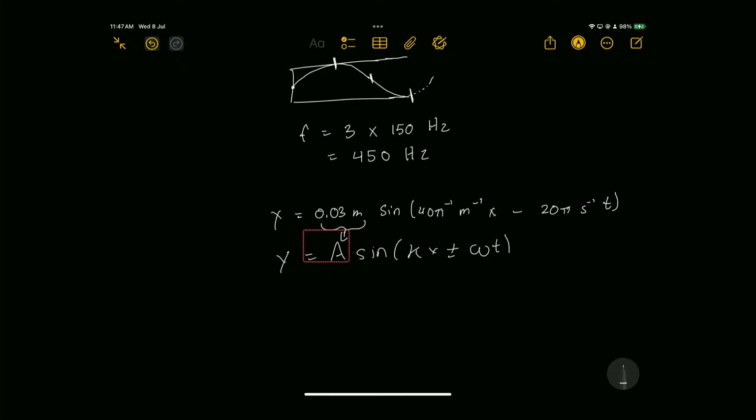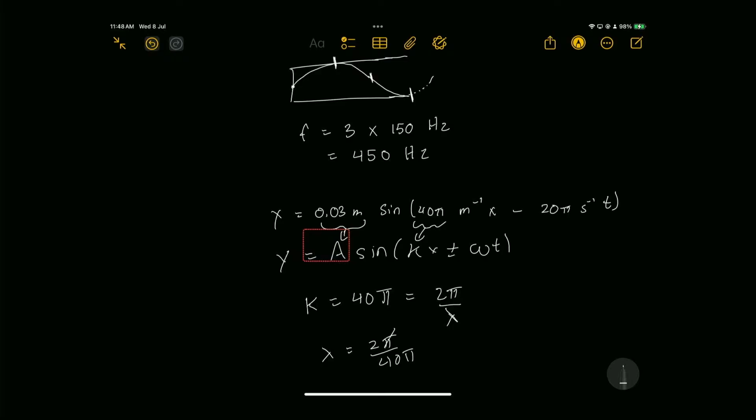In the second part, they asked us to calculate the wavelength. Now we could see here that the angular wave number is equal to 40 pi. This shouldn't have the inverse, right? So k is equal to 40 pi is equal to 2 pi over lambda. Right? So therefore lambda is equal to 2 pi over 40 pi. So the pi's cancel, which is equal to 1 over 20, which is equal to 0.05. And the unit would be meters, right? Because k was in per meters.